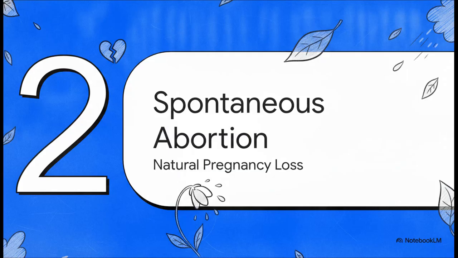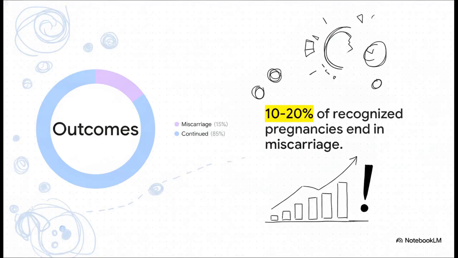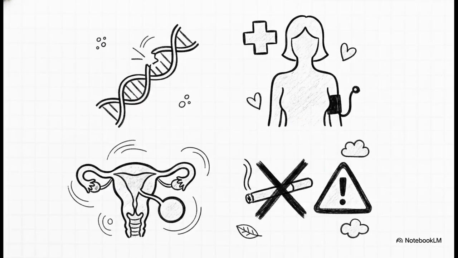Moving on to Section 2, spontaneous abortion or natural pregnancy loss. In everyday language, we almost always just call this a miscarriage. You might be surprised to learn that roughly 10 to 20% of all clinically recognized pregnancies end this way. That makes it the most common type of pregnancy loss, hands down. But here is a truly striking medical fact for you. The actual rate is likely much, much higher simply because so many early losses happen before pregnancy is even recognized by the patient.